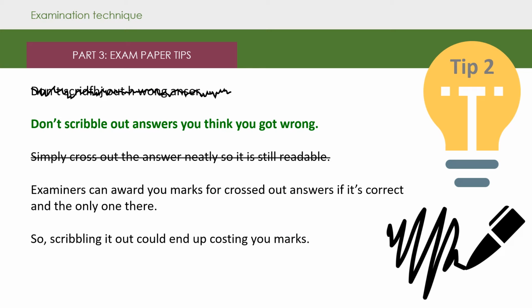Tip number 2. Don't scribble out answers you think you got wrong so furiously that you can't read them. Simply cross out the answer neatly so it's still readable. Examiners are allowed to award you marks for crossed out answers if it's correct and the only one there. So scribbling it out could potentially end up costing you marks.